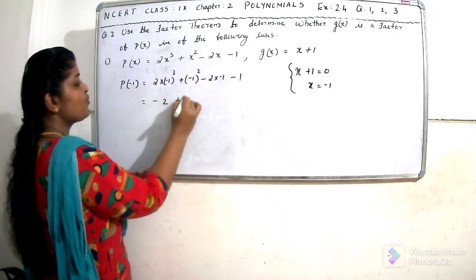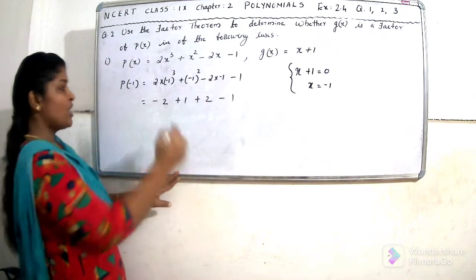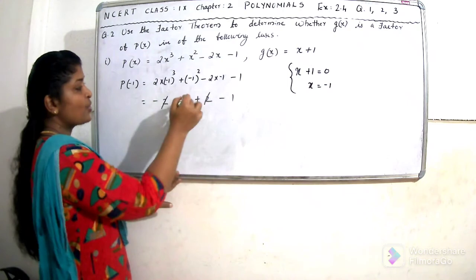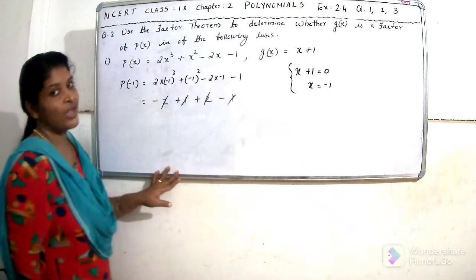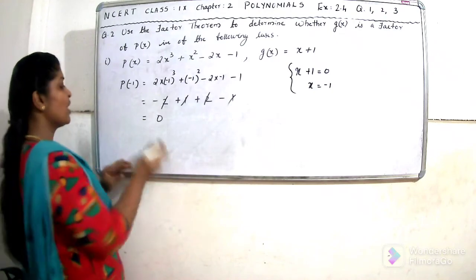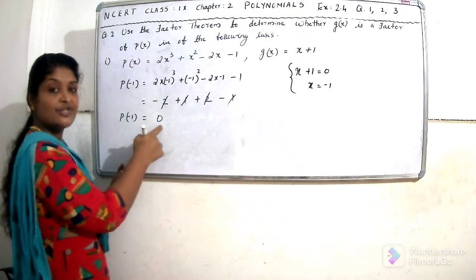This is positive 1 and this is positive 2 and this is negative 1. Negative 2 and positive 2 cancel out. Positive 1 and negative 1 also cancel out. So what is the balance? 0 is there. So P of negative 1 is 0. That means the remainder is 0.